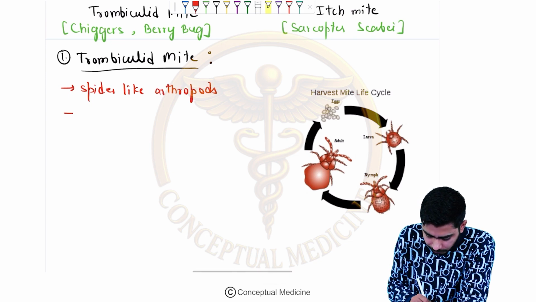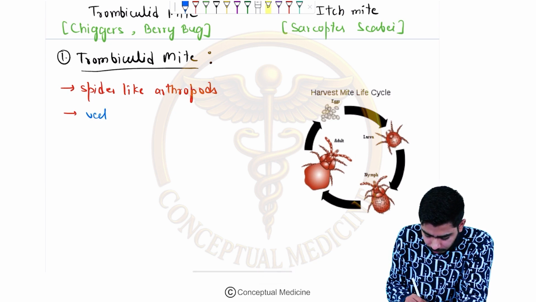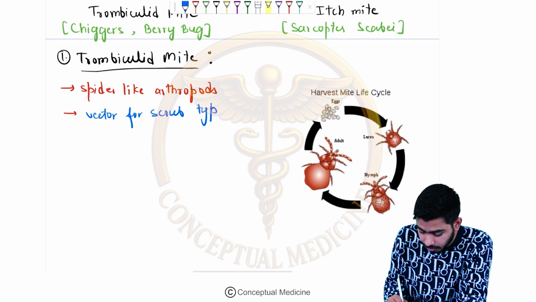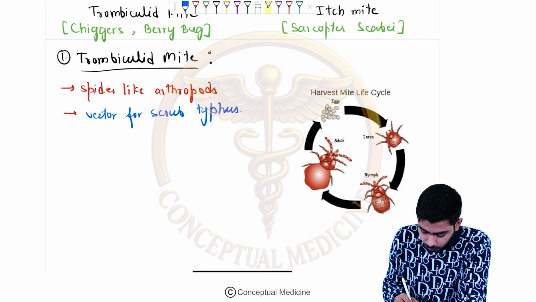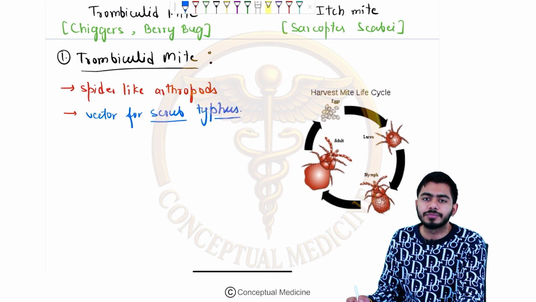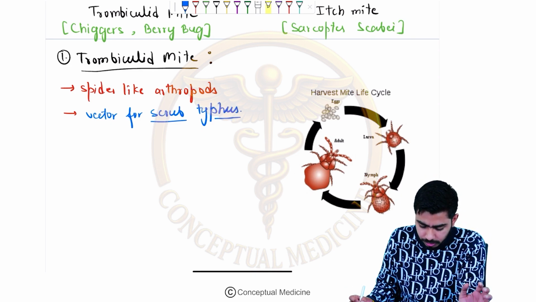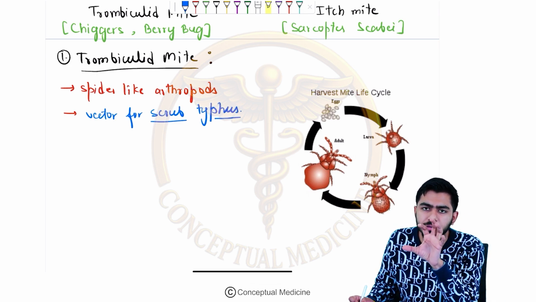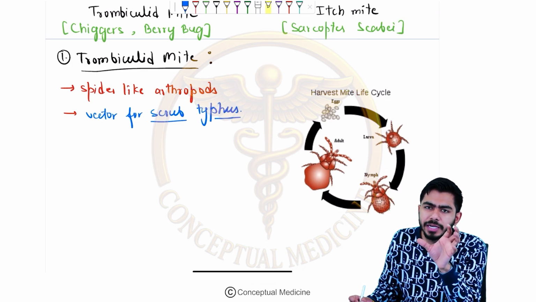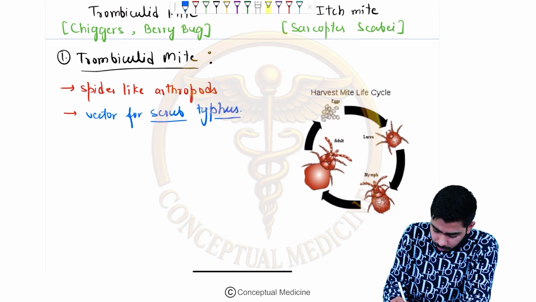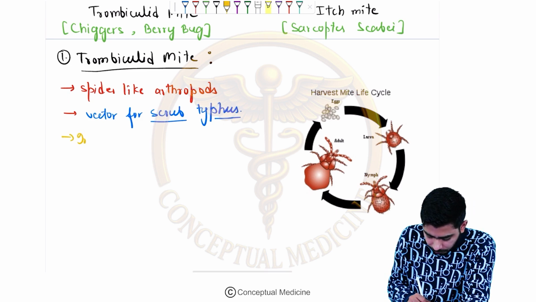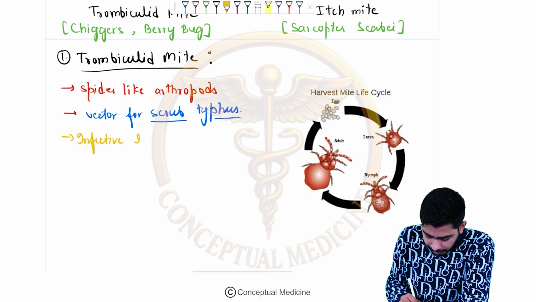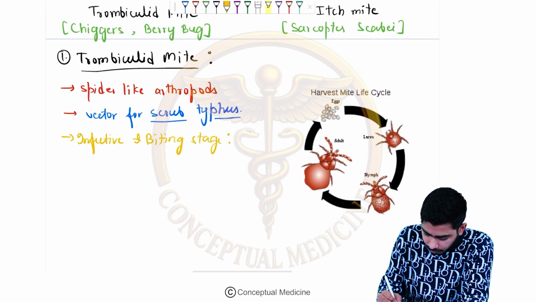They are the vectors for Scrub Typhus, guys. So one more typhus came now, and this time this is Scrub Typhus, okay? Basically, if we talk about this trombiculid mite, it has the infective and the biting stage, and usually the infective and biting stage is the larva. Sometimes they ask us, the infective and the biting stage is the same one only, that is the larva, okay?